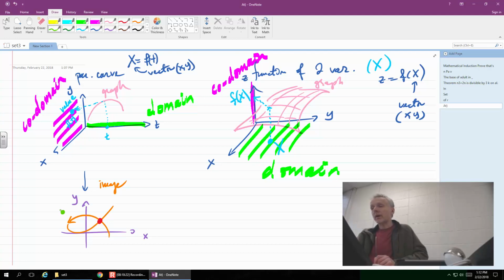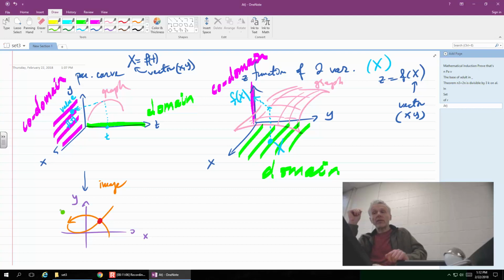Not so easy with functions of several variables. You never really go and look for the image, because look at where the image is located. The image of a function of two variables lies where? It lies in the codomain. In other words, it is the range that you might remember from calculus 1. The range is all values of the function.